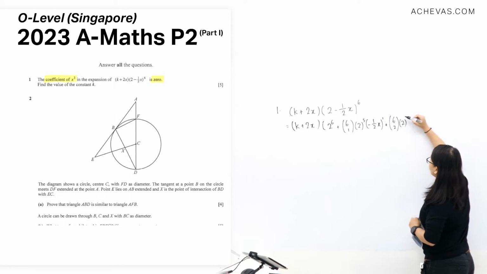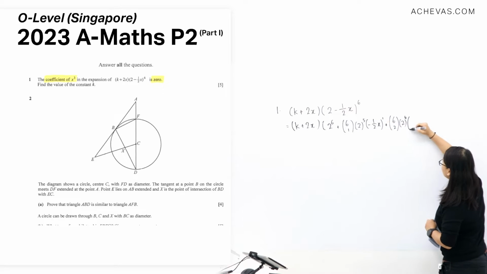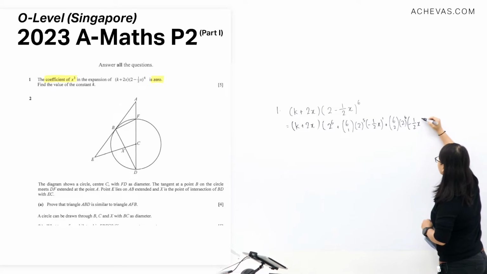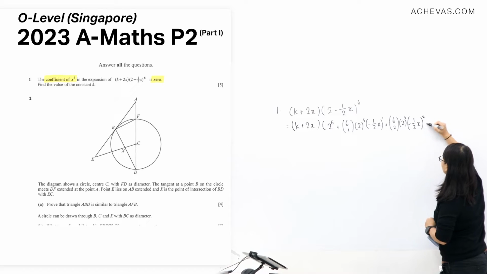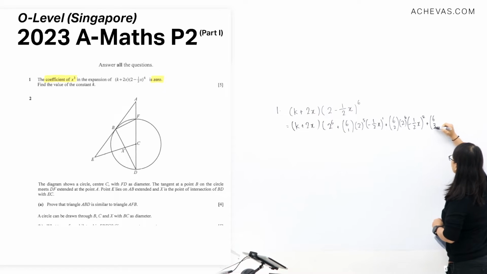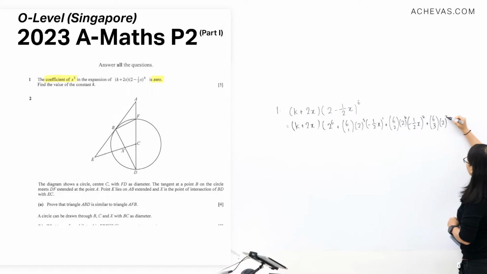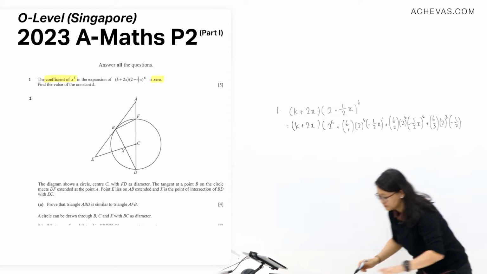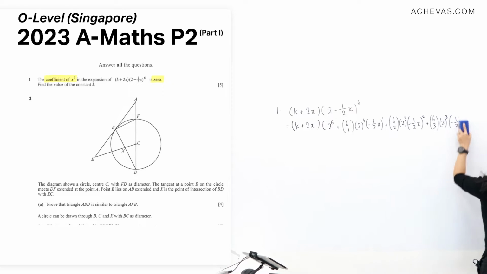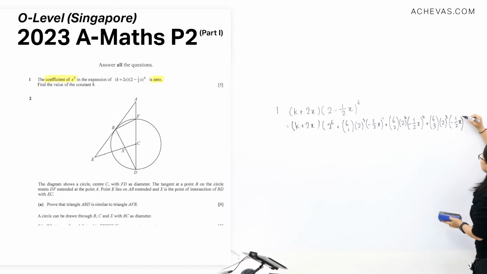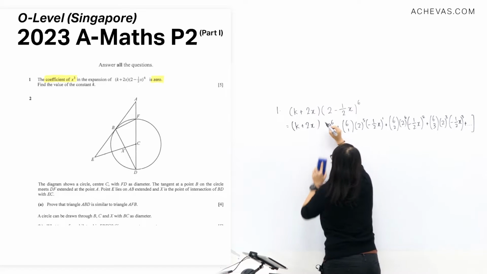Now we reduce this power and we increase this one. We have (-1/2 x) power of 2. And the next term, 6C3, 2, reduce, increase. So I have power 3 here. Then the next one, I will still have (-½x) raised to the power of 3. And so on, that we're not going to expand anymore. Let me change this to square bracket.